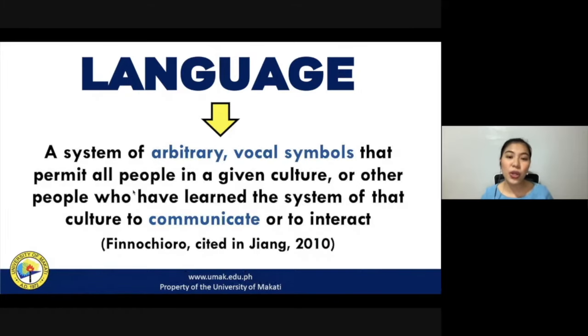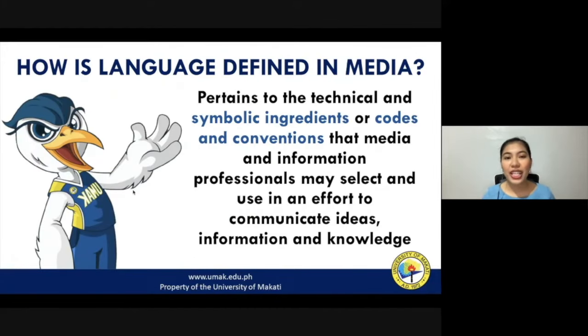According to Finocchiaro, cited in Zhang in 2010, language is a system of arbitrary vocal symbols that permit all people in a given culture, or other people who have learned the system of that culture, to communicate or to interact. Simply put, language is essential in communication. Now, how are we going to relate this to media studies? How is language defined and used in media?